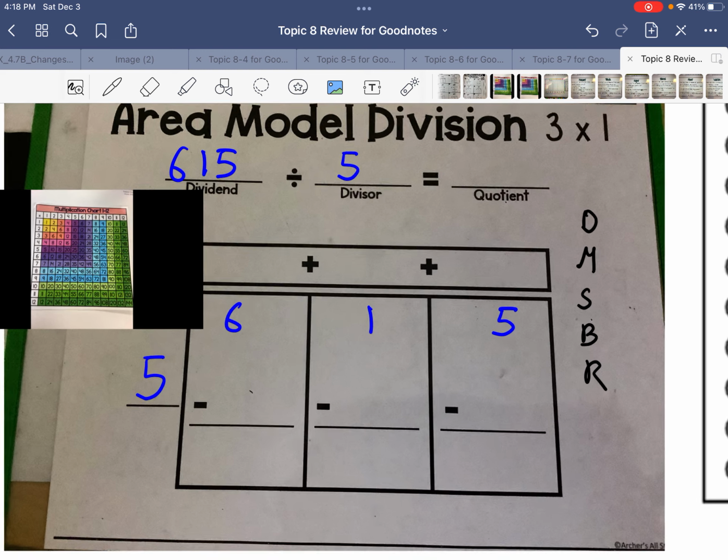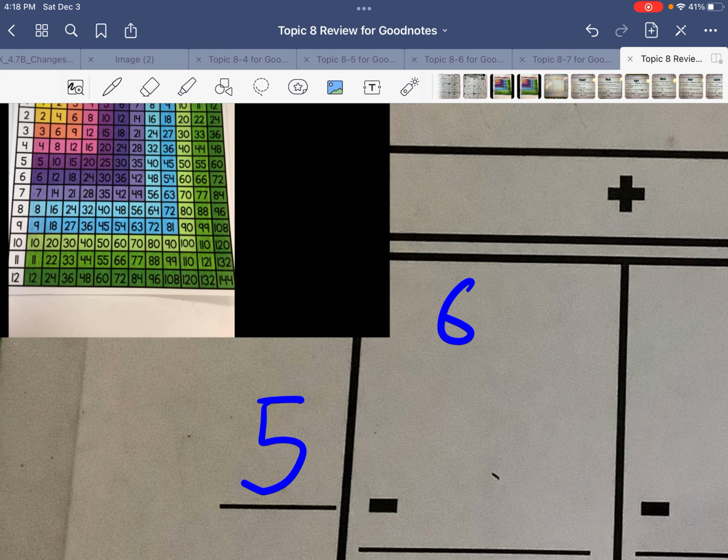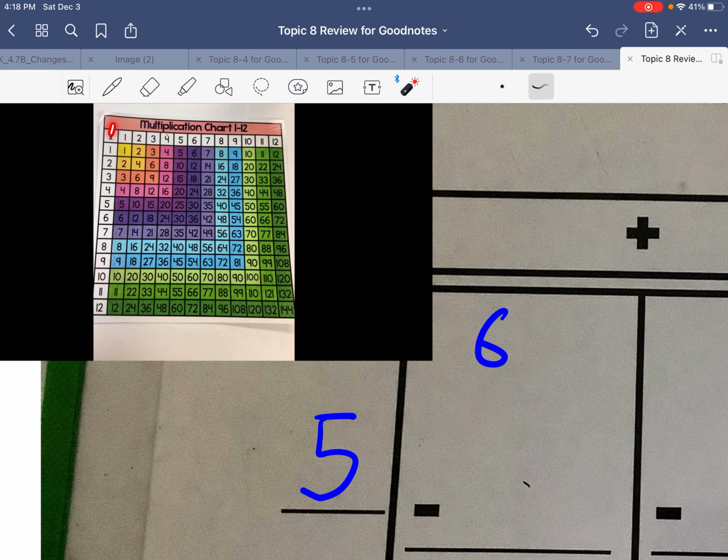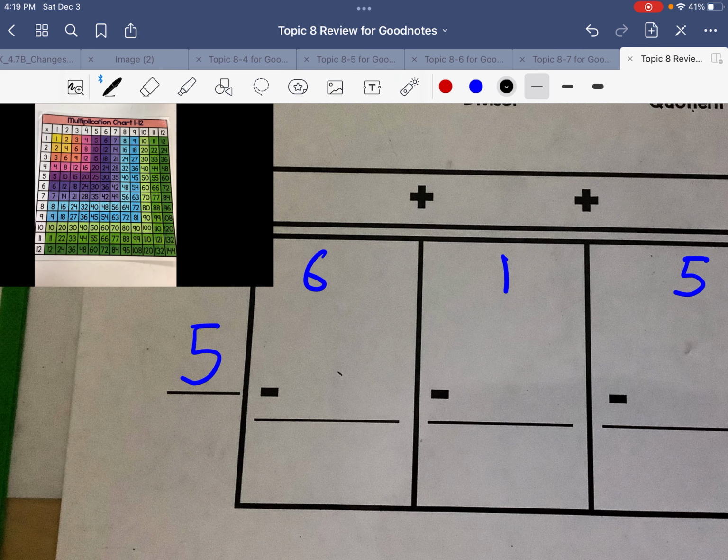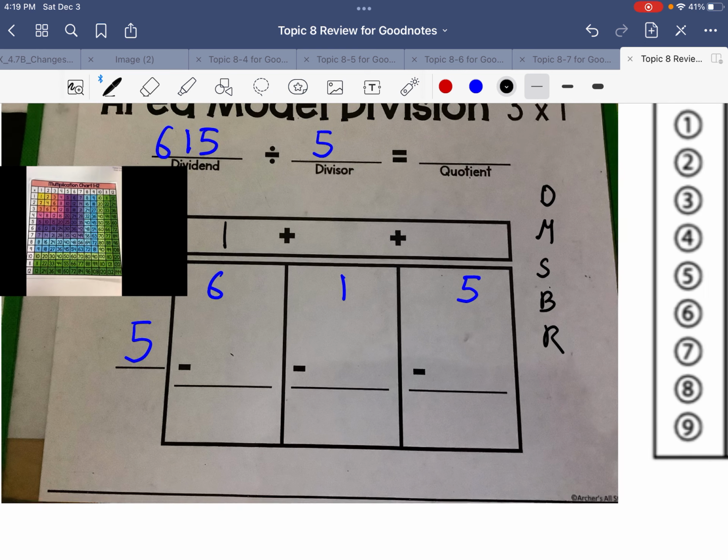Okay. So how many times can 5 go into 6? I go into my 5s, and I'm looking for 6 or less. 10 is too big, so I'm going to use 5. I go up and get 1. My 1 is going to go on the top, and I divide it.